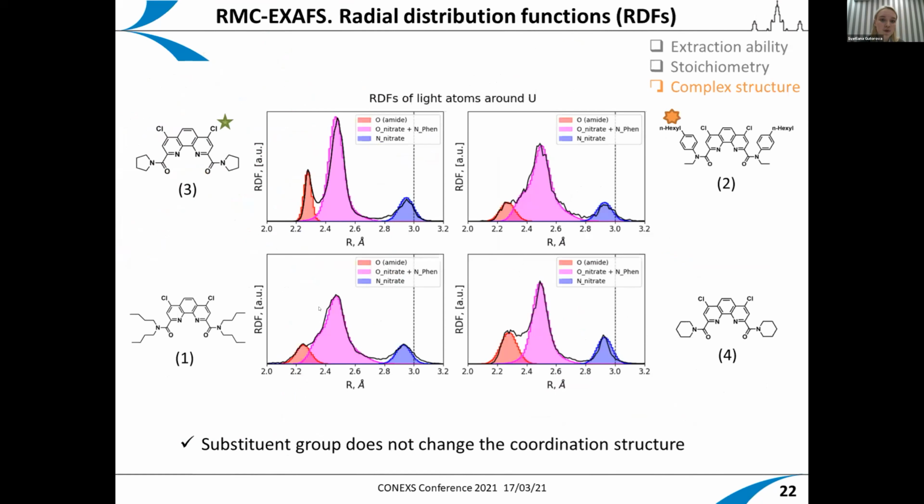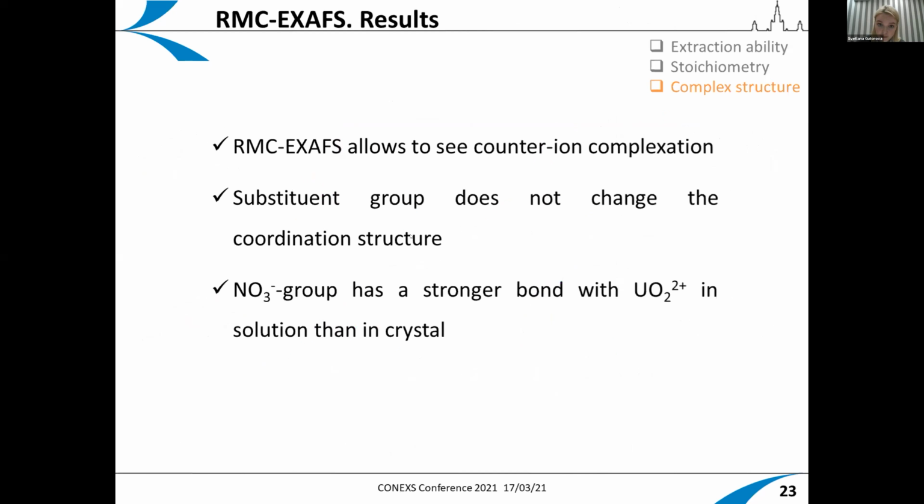Then radial distribution functions were also built for other complexes in solution. And the main result is that the substituent group does not change the coordination structure of our complexes. So in all, the reverse Monte Carlo method allows us to see counter ion complexation. It confirms that the substituent group does not change the coordination structure. And we can say that the nitrate group has a stronger bond with the uranyl cation in solutions than in crystal.